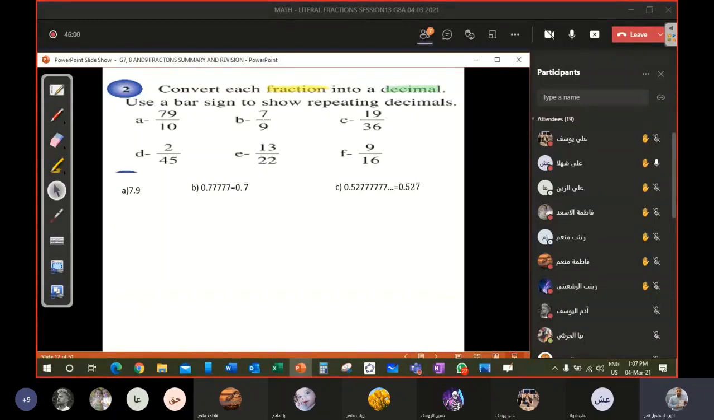Zainab Man'im, part D. Equal 0.044 periodic, only on the 44. Very good. Present 0.04. Is this periodic or decimal? Periodic. Good. Okay.